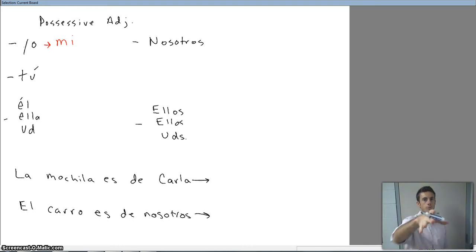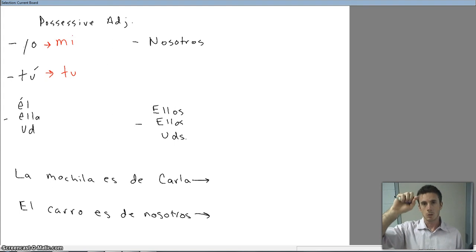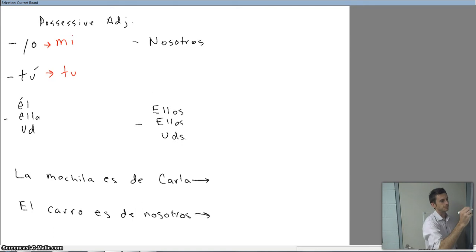What about for you? Tu. What if it's your marker? Well, the possessive adjective is tu. Not tu, but tu. Notice the difference? It's that little accent. It's really, really important. On your test, it's going to be really, really important that you're typing it in there if you're talking about you, tú. If you're talking about your something, tu. Okay? Very different. All right.